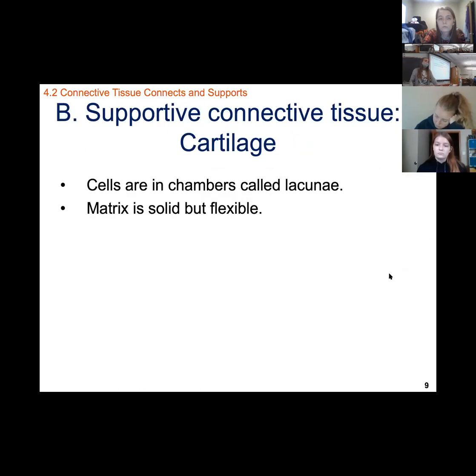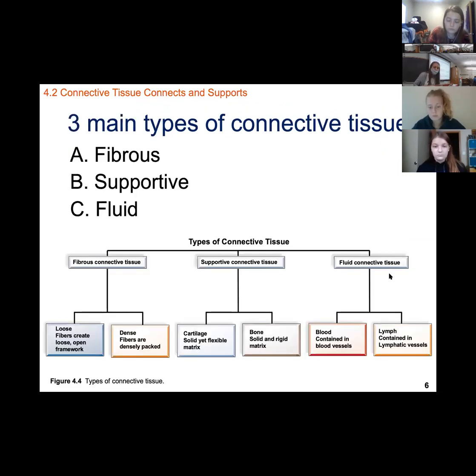All right, so here we have supportive connective tissue. We talked a little bit about the fibrous connective tissue. Now here's that supportive part. Just to give you a brief reminder, now we're working in that middle part of this table, supportive connective tissue.